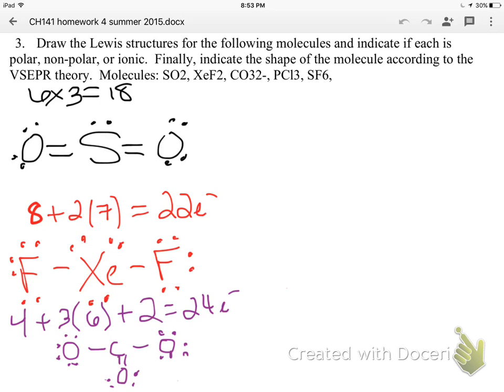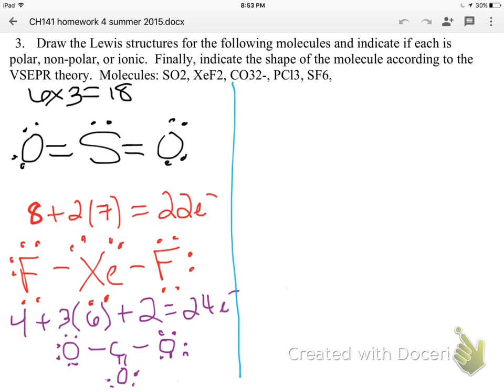There's resonance structures that can be drawn here, so you may end up with a slightly different thing. As long as it has 24 electrons and the octet for carbon is satisfied and all the oxygens, then it's good. You can always use formal charge to help you choose if you have concerns about what might be best.